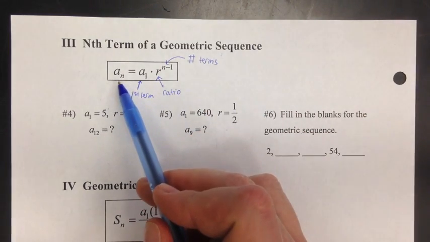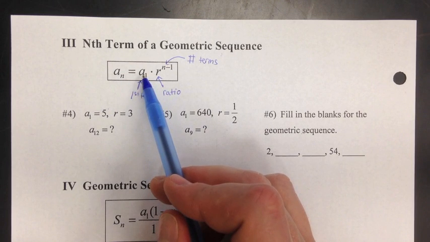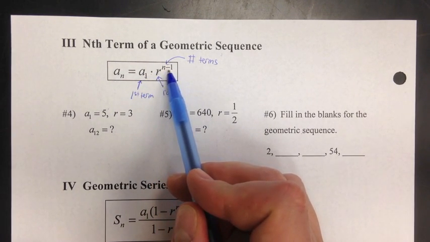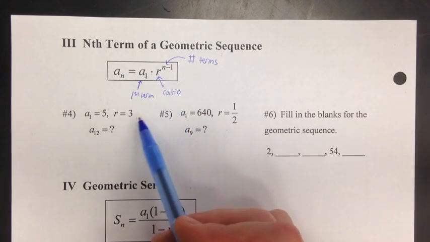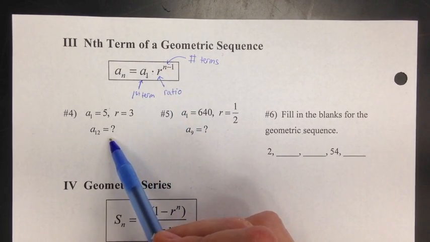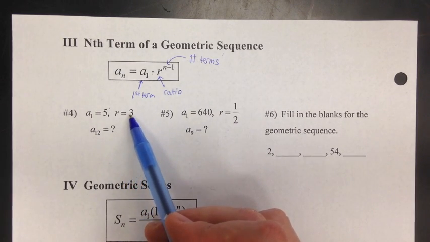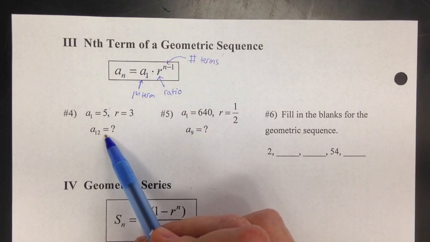So to find the nth term, we're going to take the first, we're going to multiply it by the ratio raised to the n minus 1. So this is an exponent, n minus 1. So let's do an example, number 4. A sub 1 is equal to 5, r is equal to 3. What is a sub 12?